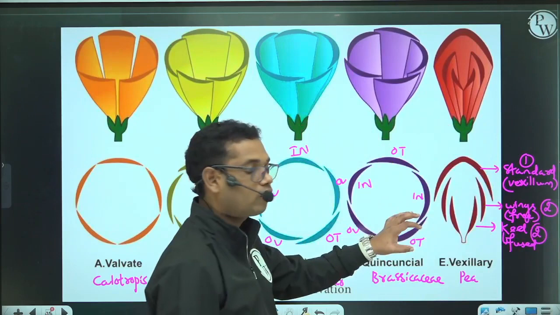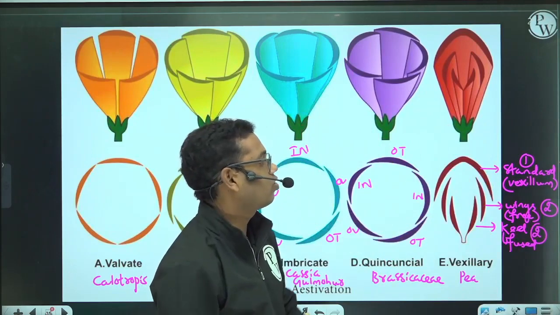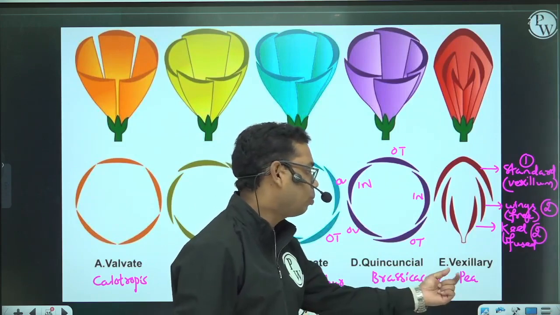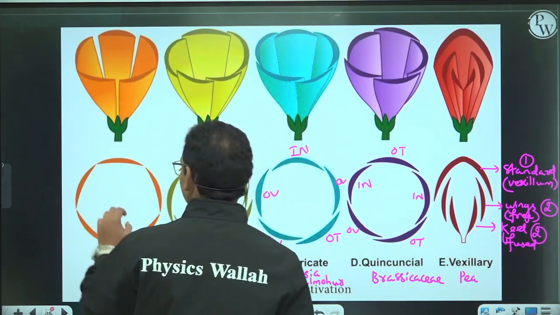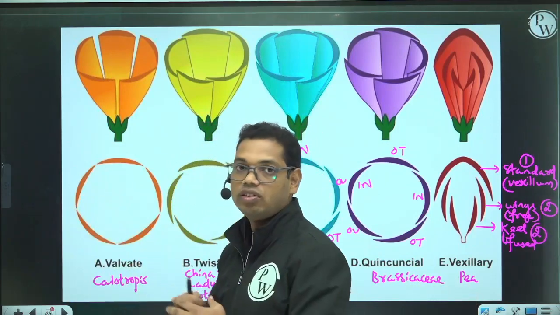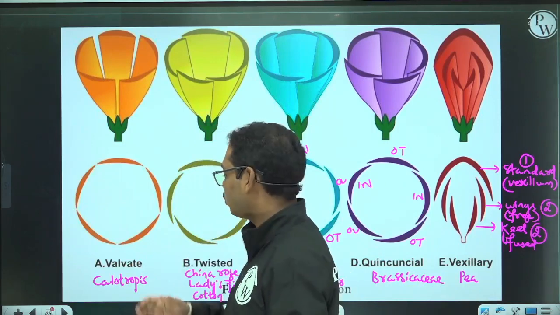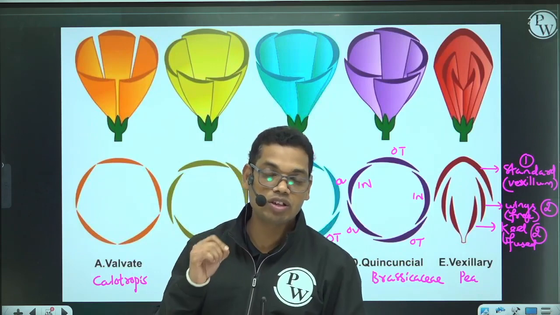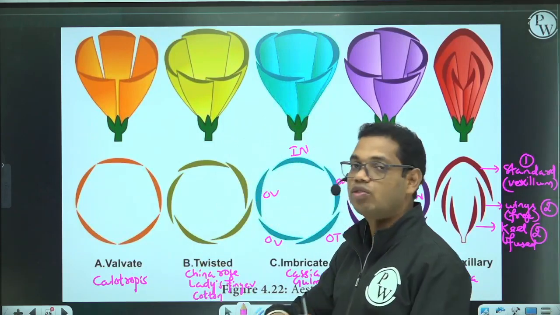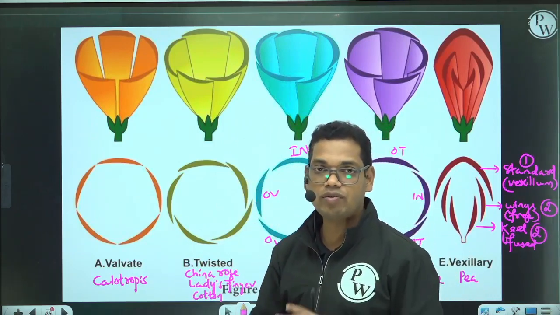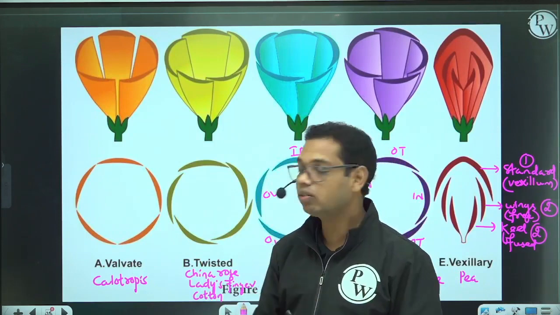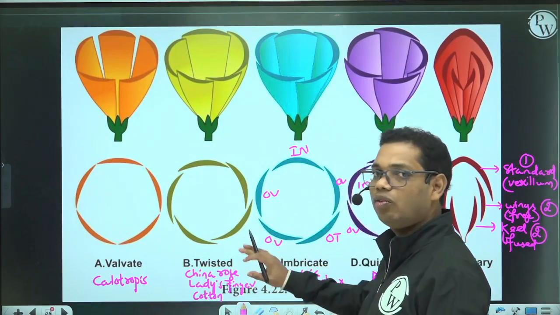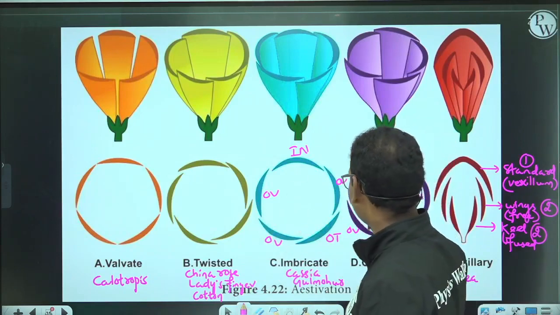And this type of estivation is called what? It is called vexillary estivation, and this is found in pea plant. If the margins just touch each other without any overlapping, that is called valvate. If they overlap with each other in a particular sequence, that is called twisted. If there is no specific order, but there is overlapping, that is called imbricate. And one of the modifications of the imbricate estivation is quincuncial.